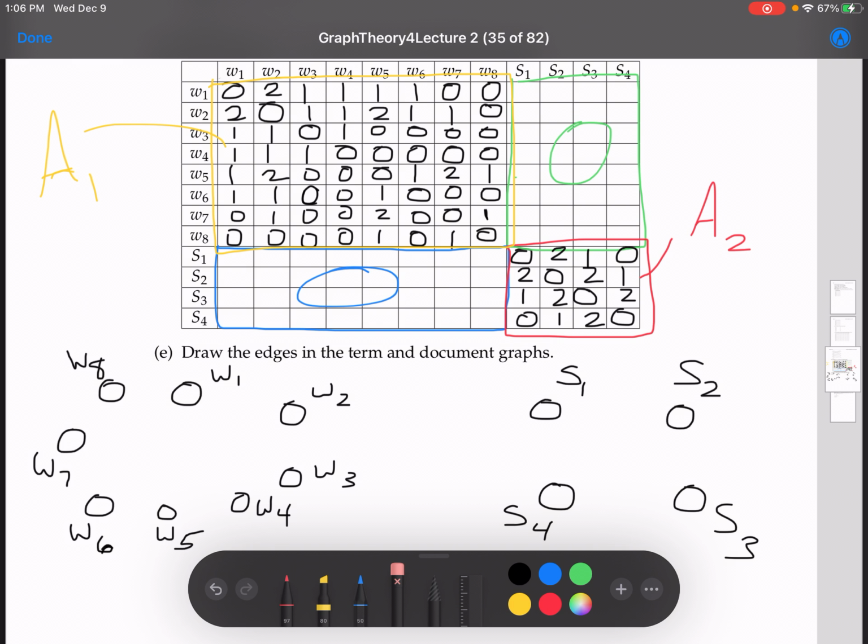And now I'll draw the edges in each of these graphs. All right, so starting with row 1 of A1, we have an edge between W1 and W2, W3, W4, W5, and W6. And in a real application, we might actually put in the weight. Right, so you could put in a 2, a 1, a 1, a 1, and a 1 to indicate the weight.